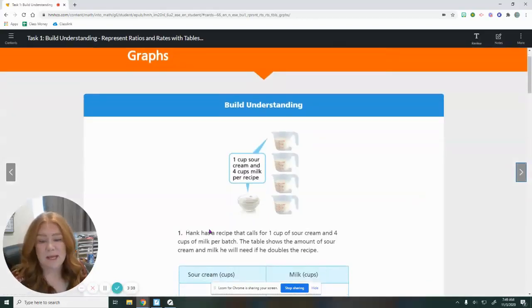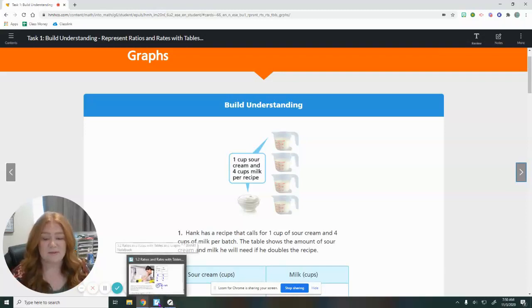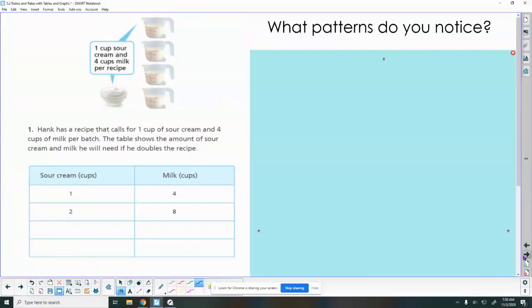So in task one, it tells us that Hank has a recipe that calls for 1 cup of sour cream. So here's our 1 cup of sour cream and 4 cups of milk. So we can see those stacked. 1 sour cream, 4 cups of milk.